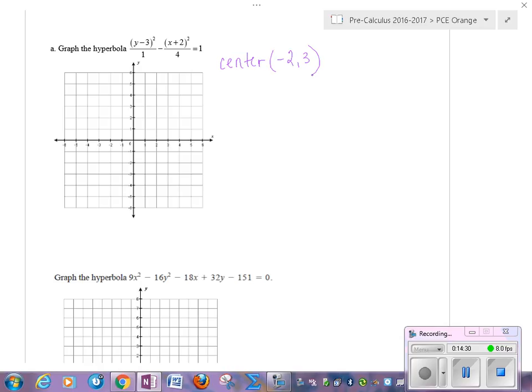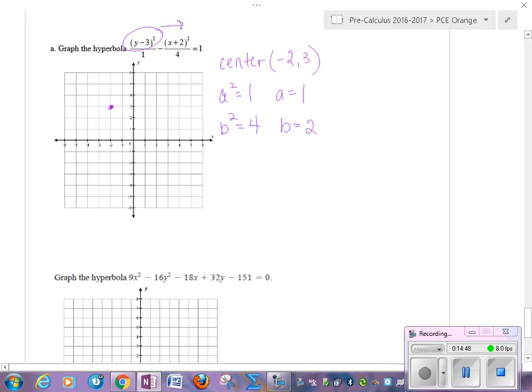Okay, now we have an a squared value of 1, making a equal to 1, and a b squared value of 4, making b equal to 2. So I'm going to go ahead and plot my center, which is at negative 2, 3. Because this is starting with a y minus 3, which direction is that going to open? Good, up and down.